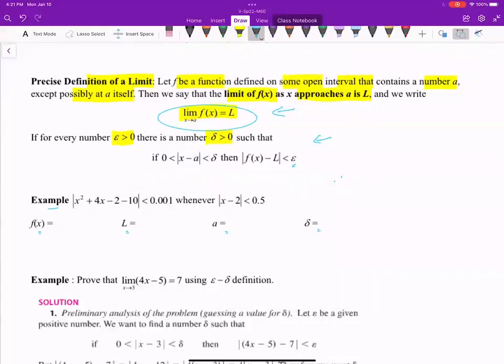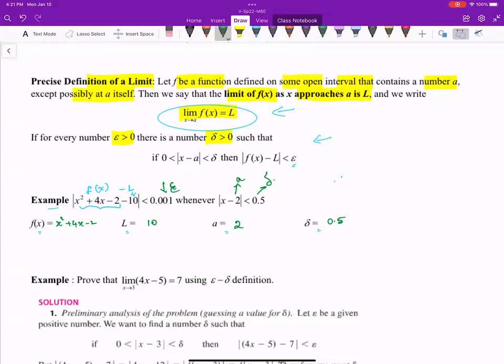Go from there. So this one, x squared plus 4x minus 2, looks like f of x. And this one looks like L, the limit. And this one looks like epsilon. And this is a. This is delta. Right? So let's write down x squared plus 4x minus 2 for f of x. L is 10, a is 2, and delta is 0.5.